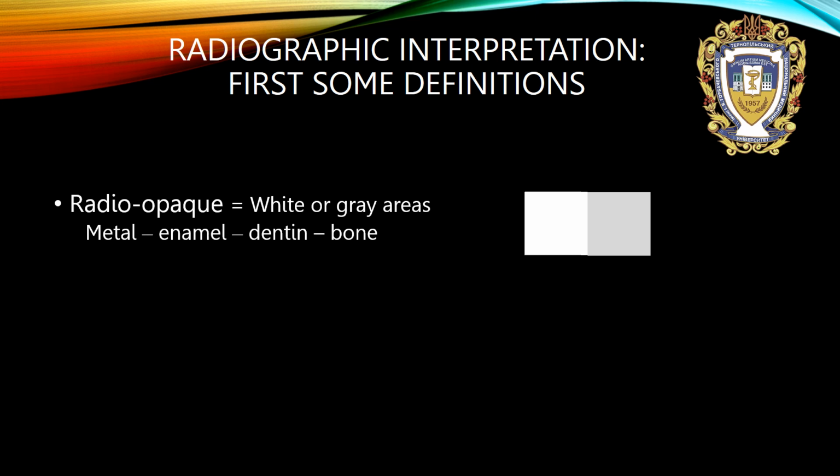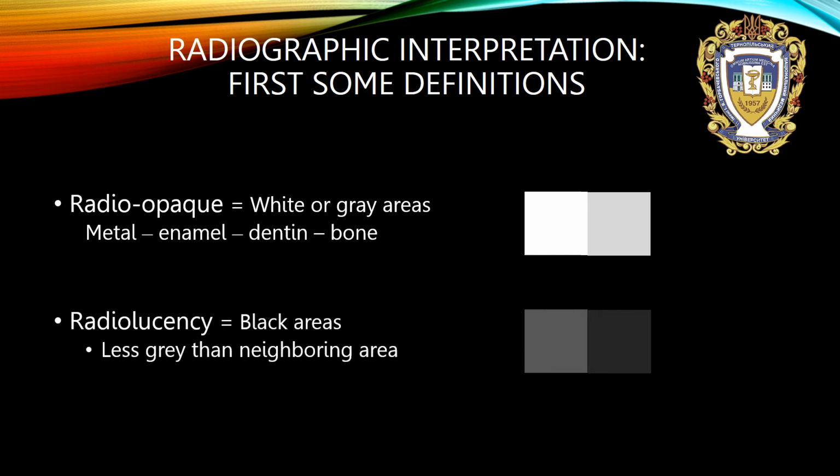Let's begin from cornerstones. First, some definitions. In radiography, there are two main terms. Radio-opaque: white or gray areas on X-rays. It is metal or enamel or dentine or bone. Or zirconium. Zirconium is white like metal.